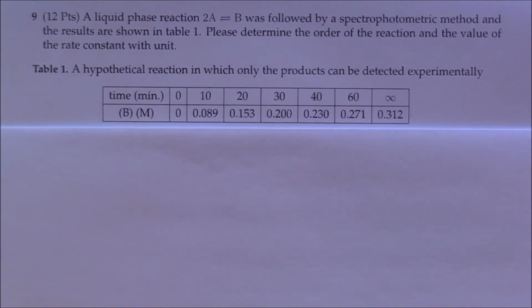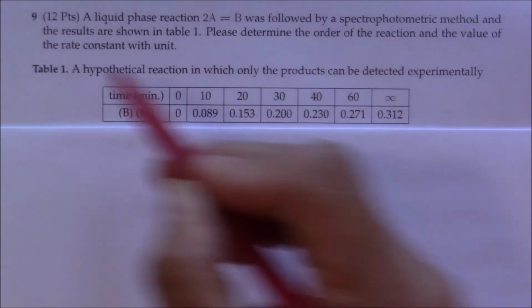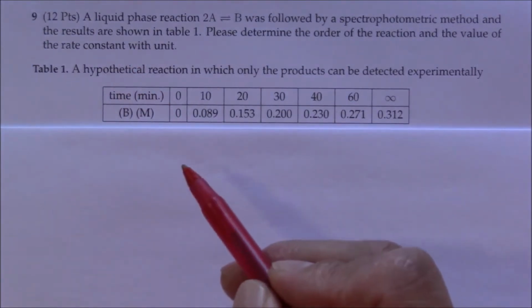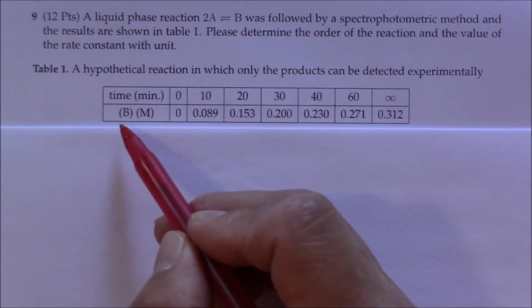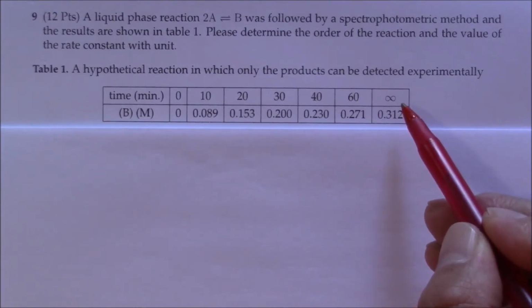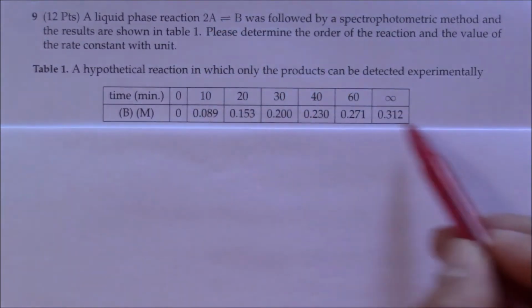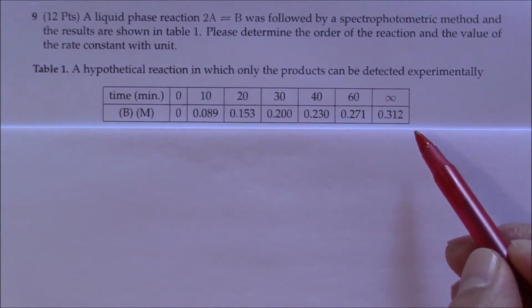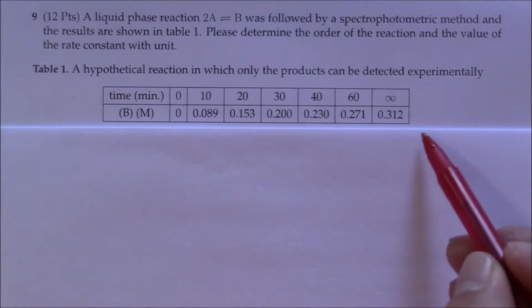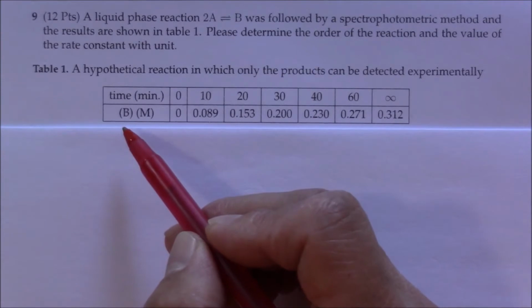Today, I'm going to teach you a method to determine the order of the reaction and the value of the rate constant if we're given the concentrations of a product at different times. As we know, to determine the order of the reaction and the value of the rate constant, we have to know the concentrations of the reactant at different times. Therefore, we have to find a way to convert the concentrations of a product into the concentrations of the reactant at different times. We have to use stoichiometry to do the calculation.